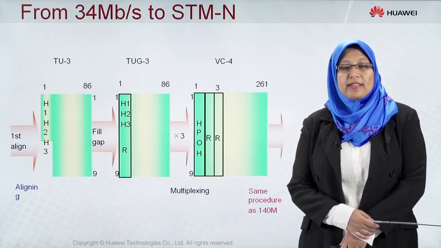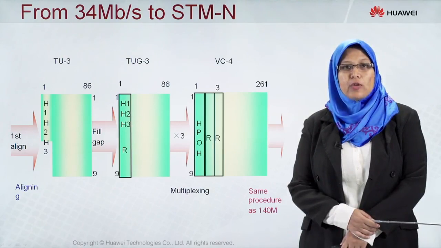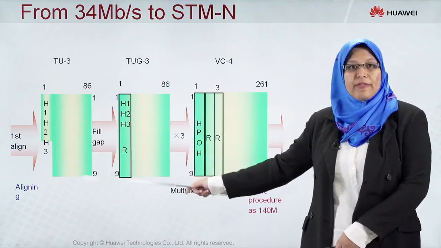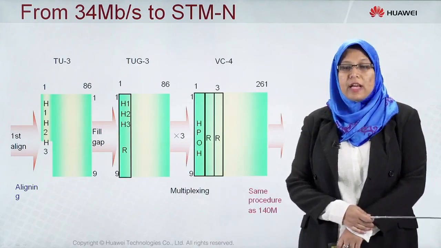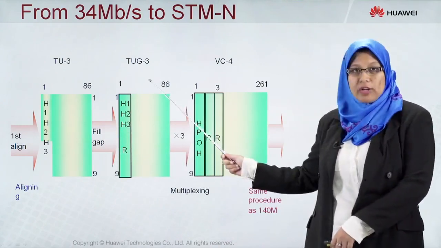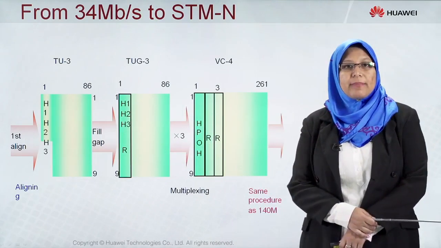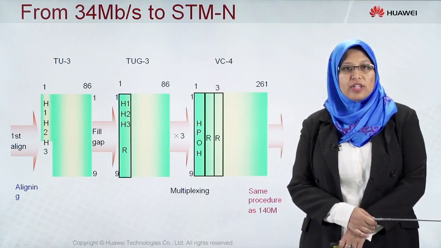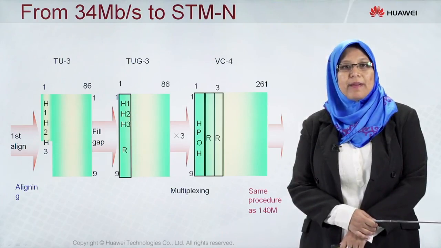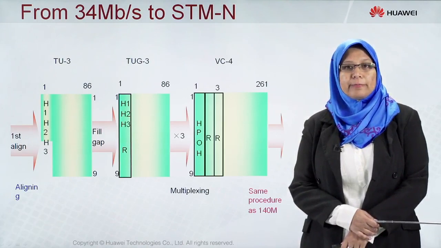The TU pointer is similar to an AU pointer that indicates the location of the first byte of the VC3 within the STM frame. The TU3 frame here, the structure is incomplete. First, we need to fill in the gap to form the frame structure of TUG3. 3 TUG3 can be multiplexed into the C4 signal structure via the byte interleave multiplexing method. The last step is to multiplex C4 into STM-N. This is similar to the process of multiplexing 140 megabit per second signals into the STM-N signal.